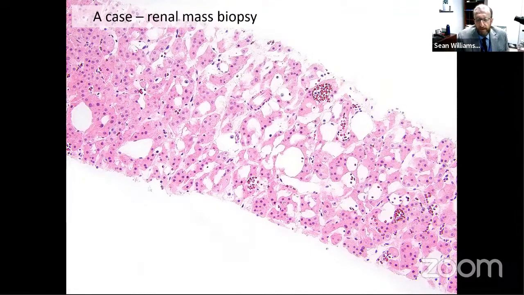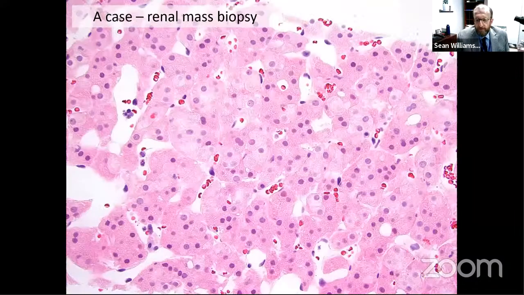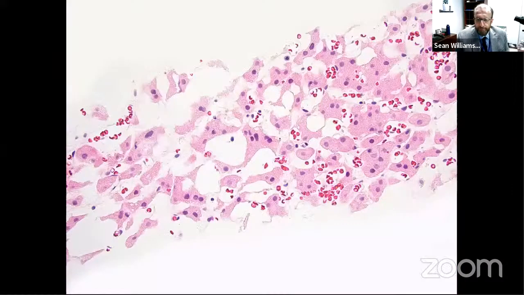You can see a very bland-looking oncocytic renal tumor. Looking at high magnification, the nuclei are very uniform and regular without much atypia, and it's growing in sort of a solid eosinophilic cell growth pattern.